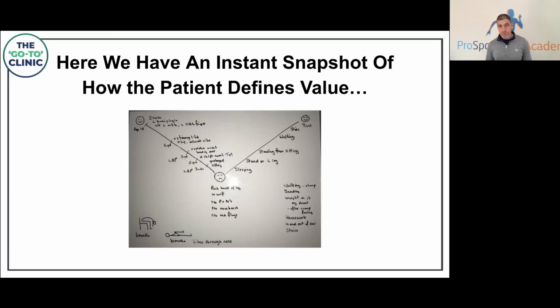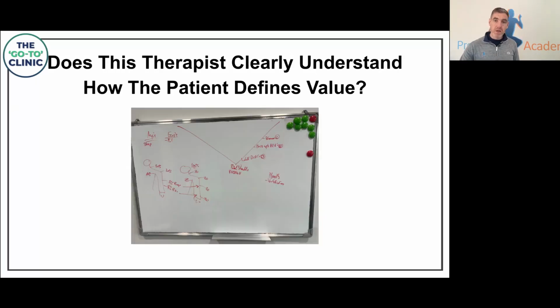Because value, the only thing that matters with value is perceived value of the patient. How does the patient perceive value? Because actual value is only delivered when we deliver the expectations that they were perceiving. Okay, so again, I've got an example here.